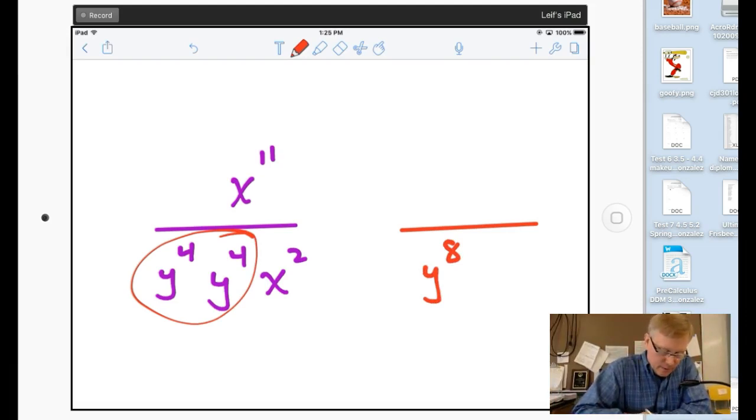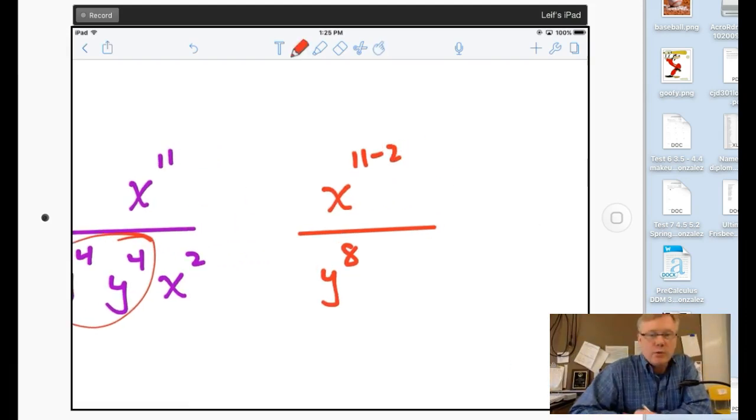Next, I've got this one where I've got 11 x's on the top and 2 on the bottom. So I can actually subtract the exponents, or you could expand it out. Remembering when you divide exponents with the same base, you subtract the exponents, which gives me x to the 9th over y to the 8th.